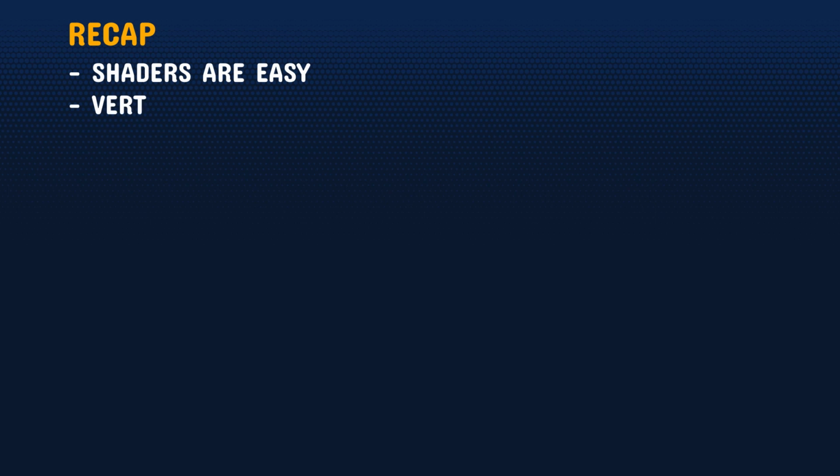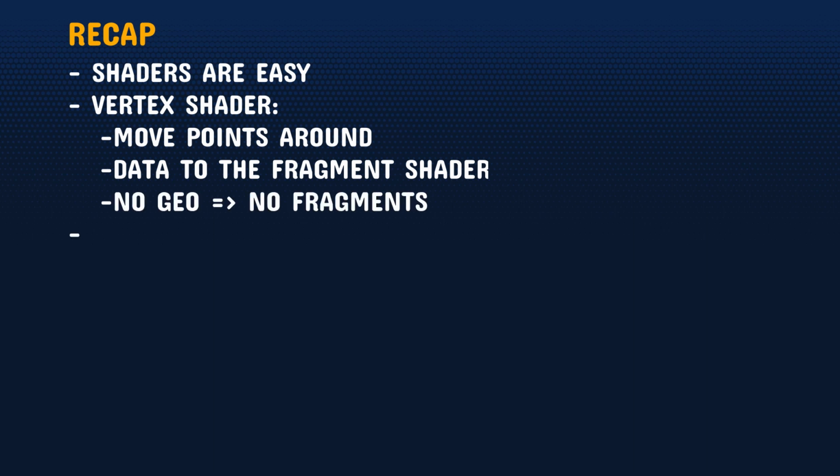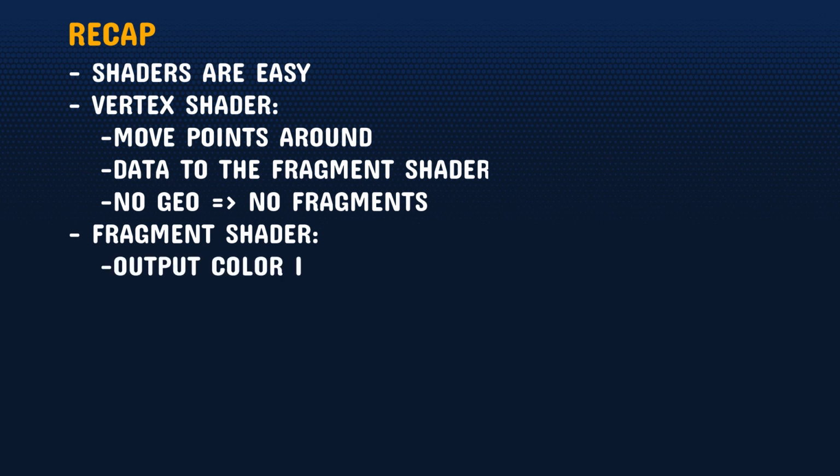I hope you found that useful. For better knowledge retention, let's quickly recap what we've learned today. Shaders are easy. Vertex shader. Move points around. Pass the data to the fragment shader. Key point. You don't get fragments where you don't have geometry. Fragment shader. Output color is the key output and what you should focus on.